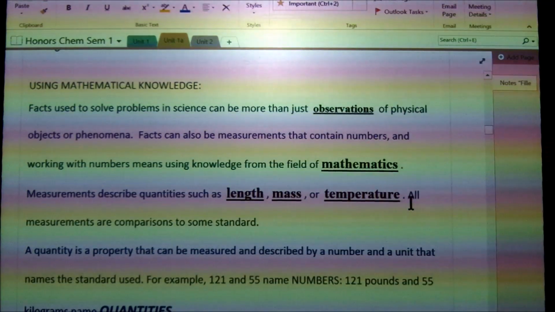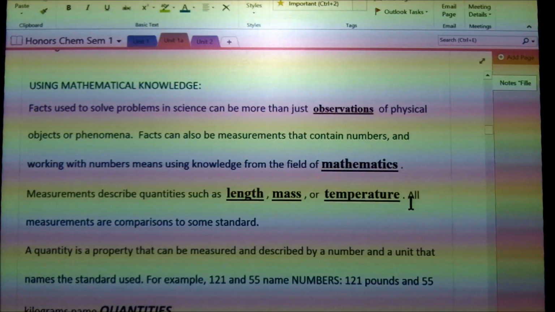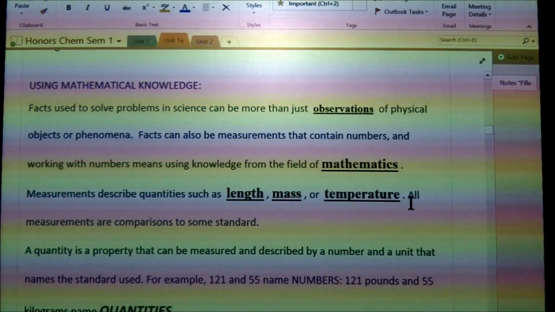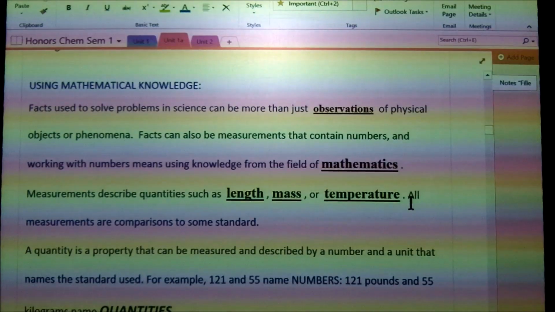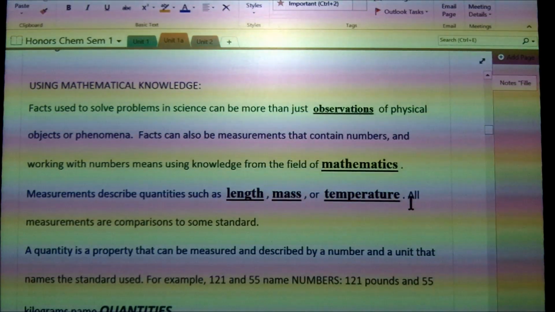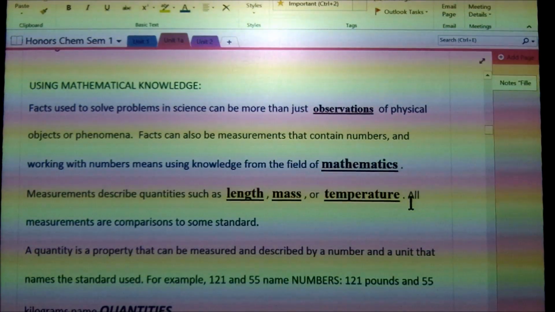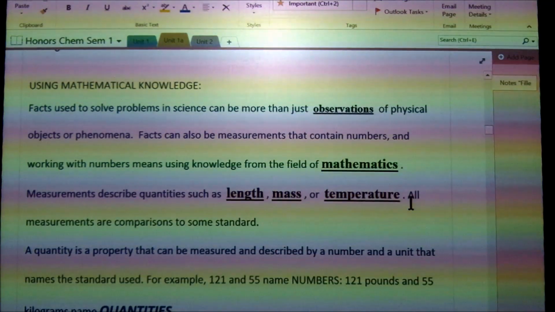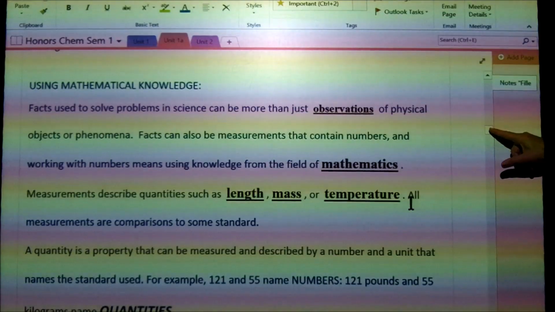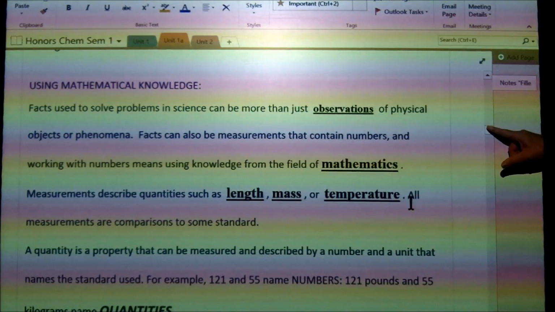Again, we talked about observations, so we will make a lot of observations in this class. And again, we need to know our skills with math or mathematics. We're going to deal with some measurements in here that deal with length, mass, and temperature, and you'll get to do all of that at one time or another in a lab. So that's pretty exciting.